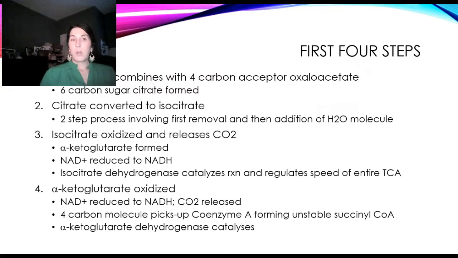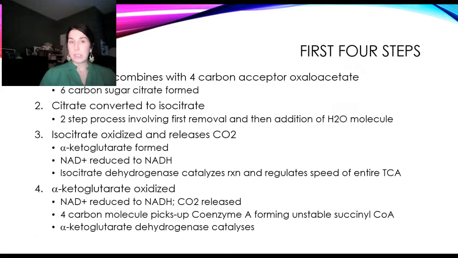Following that, the isocitrate that we've just produced is oxidized and you have more carbon dioxide being released, and alpha ketoglutarate is formed. And there is a reduction reaction which occurs. NAD plus is reduced to NADH. And there's an enzyme called isocitrate dehydrogenase which catalyzes that reaction and regulates the speed of the entire TCA cycle. So it's a major enzyme. You want to probably remember that. Isocitrate dehydrogenase.